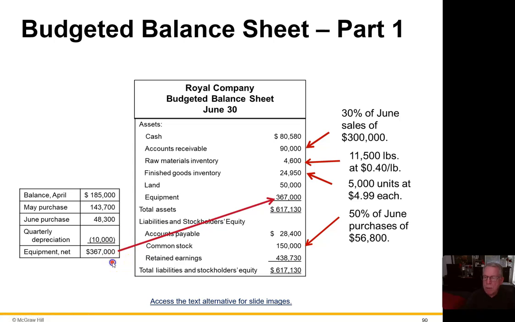So that gave us equipment net of accumulated depreciation of $367,000. So our total assets were $617,130. So now liabilities and stockholders' equity, we have accounts payable $28,400, common stock of $150,000. Now retained earnings was $438,730, and we got that.